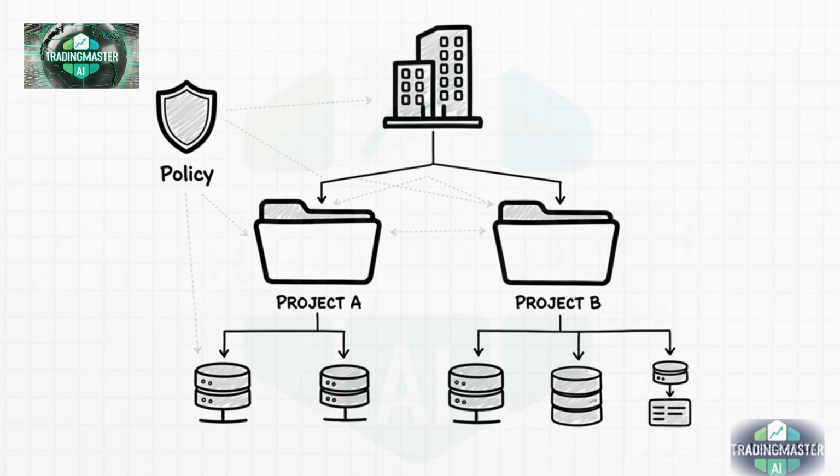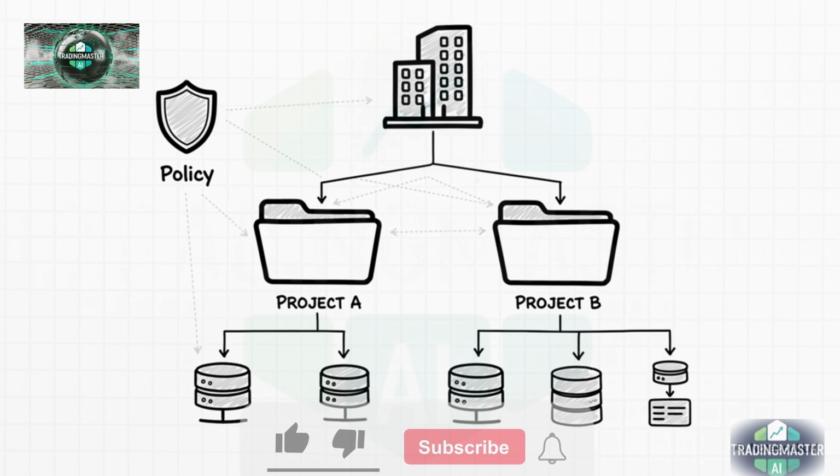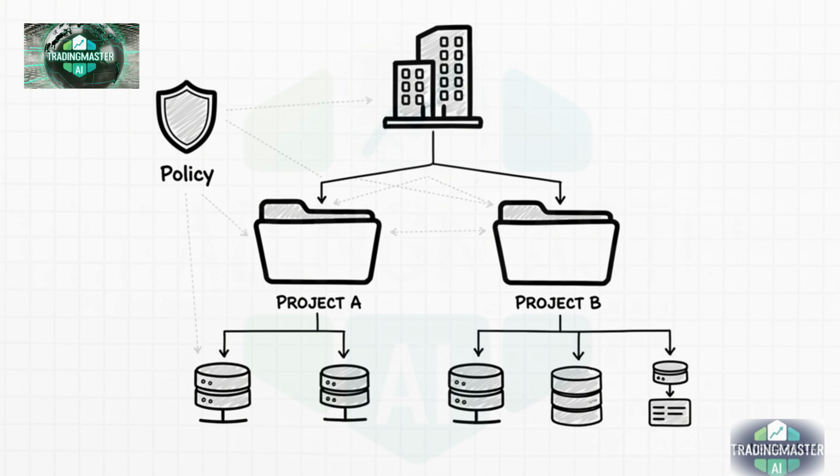Which brings us to pillar number 2, resource hierarchy. So once you know who your users are, you need a logical way to organize what they can access. And this is so much more than just making tidy folders. It's an incredibly powerful tool for applying policies, managing permissions, and tracking costs across your entire organization.